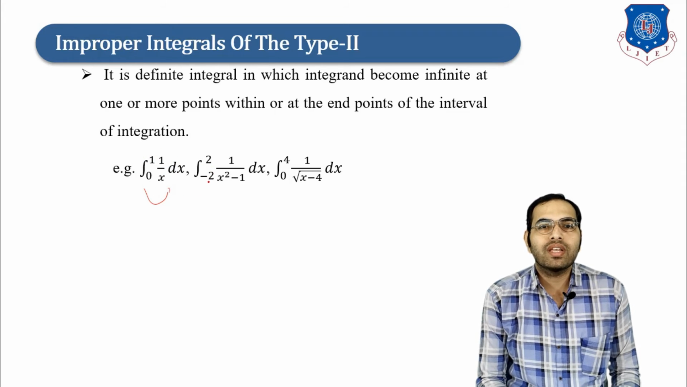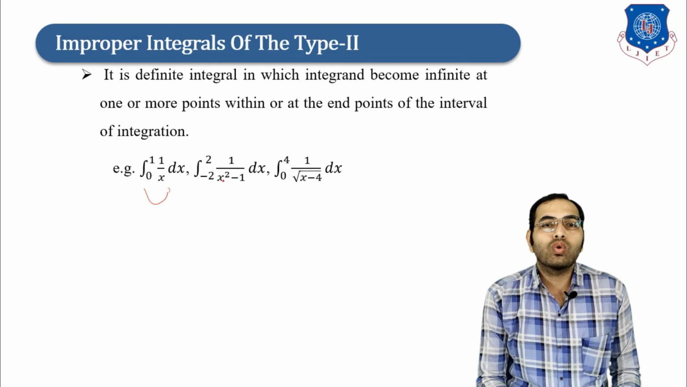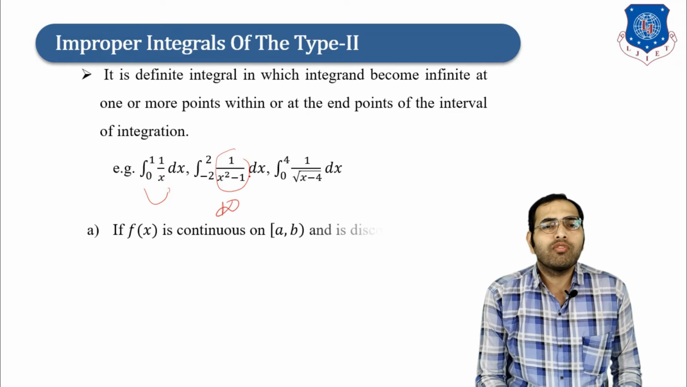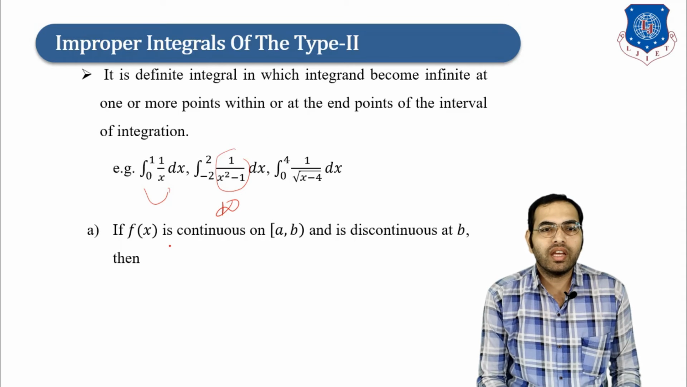Similarly, in the second case, the integral from minus 2 to 2 of 1 upon x square minus 1. Whenever we substitute the endpoints, the integrand is finite, but inside the interval, whenever we substitute x as 1, the integrand becomes infinite. These are all improper integrals of type 2. Now for that we basically have three cases.